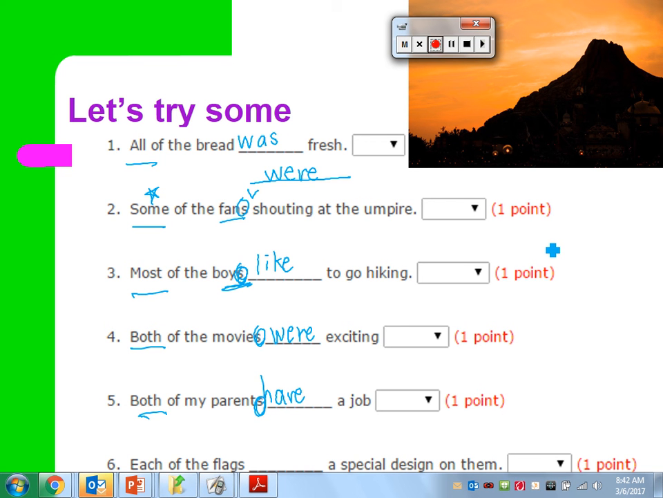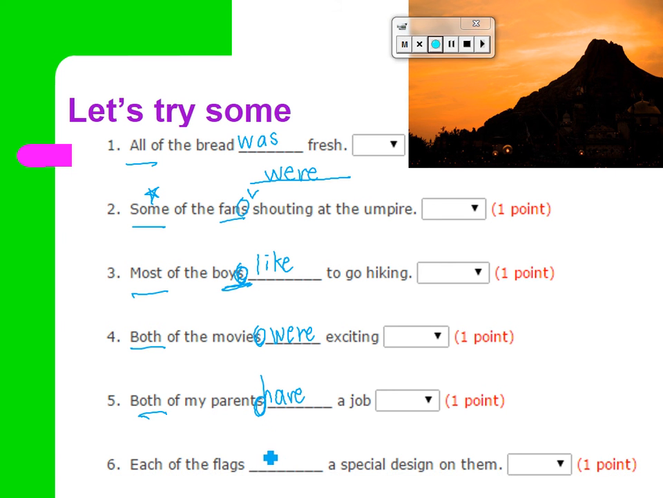Okay, and then the last one, number 6: each of the flags has a special design on them. Each is singular. This is an interesting one. Each of the flags have a special design on them. So yeah, it would be has, okay? Because you're talking about each specific one. This word should actually be it. So this is a tricky question because this last pronoun should be it. Each of the flags has a special design on it, because each is singular.